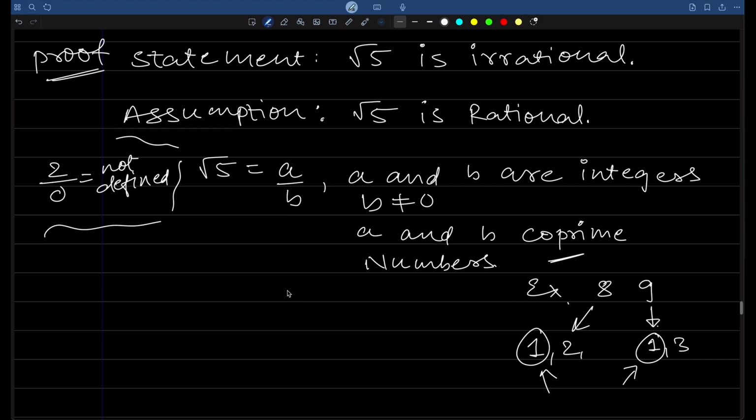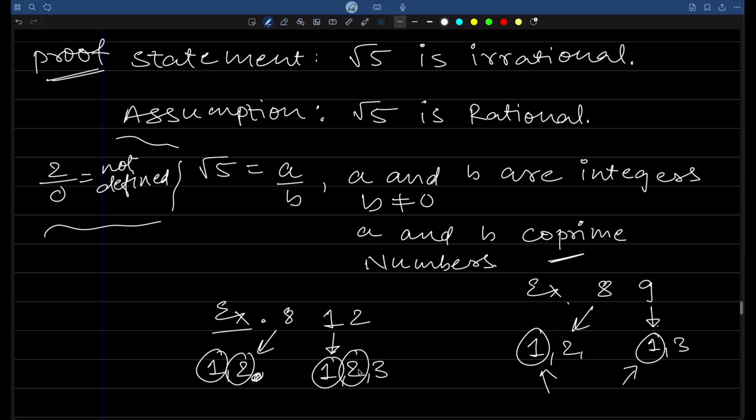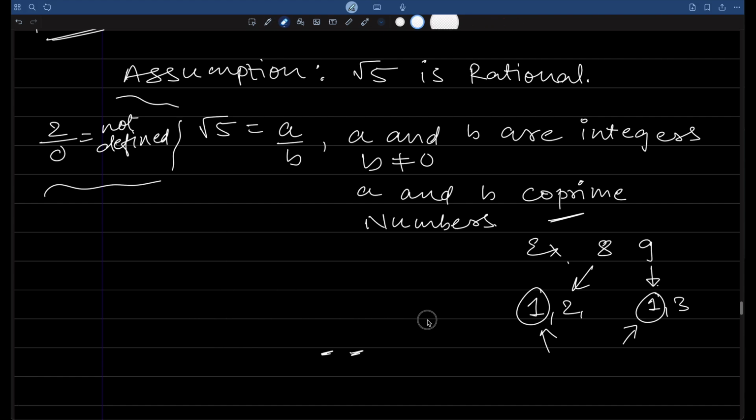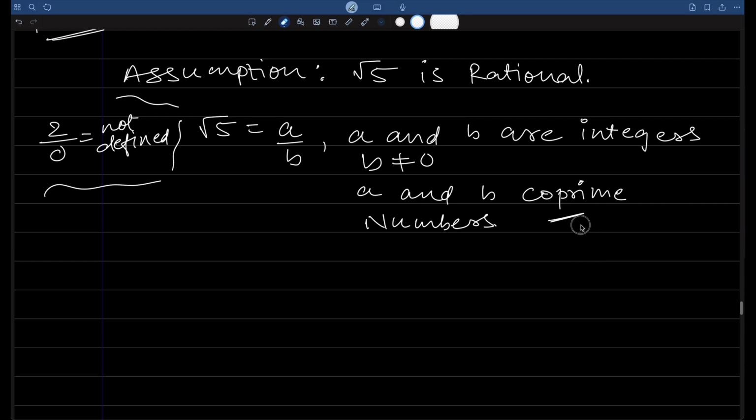A non co-prime example is 8 and 12. The factors of 8 are 1 and 2, the factors of 12 are 1, 2 and 3. We can see that there are two common factors, that is 1 and 2, and hence 8 and 12 are not co-prime numbers. Let us continue our proof.